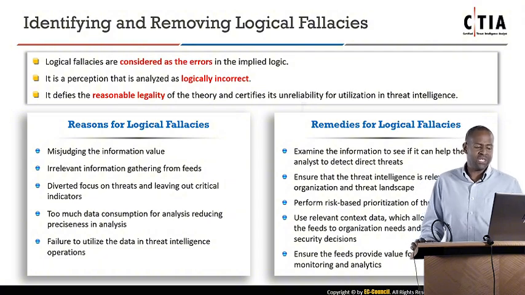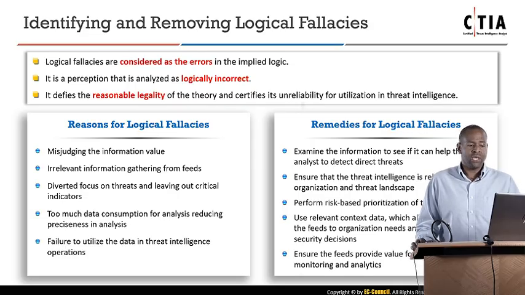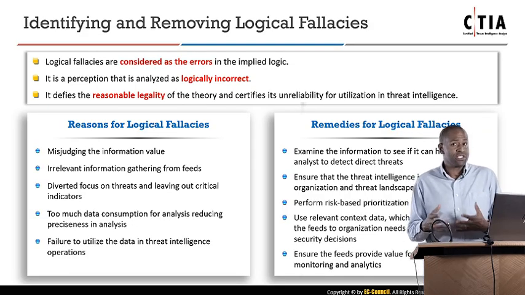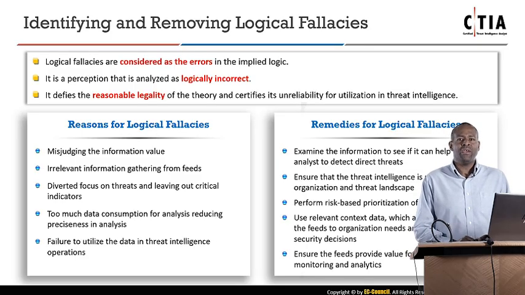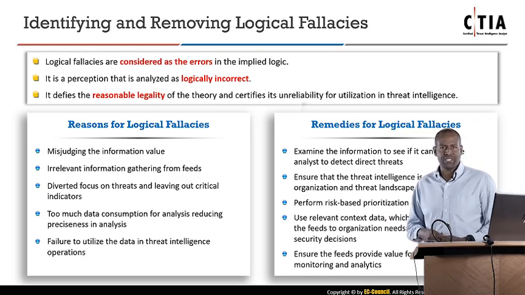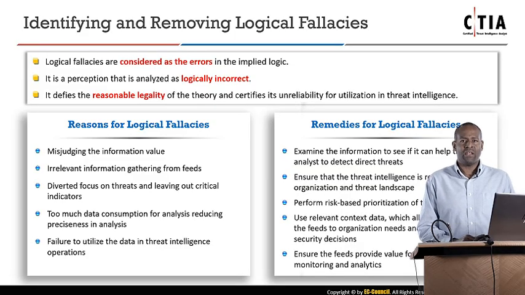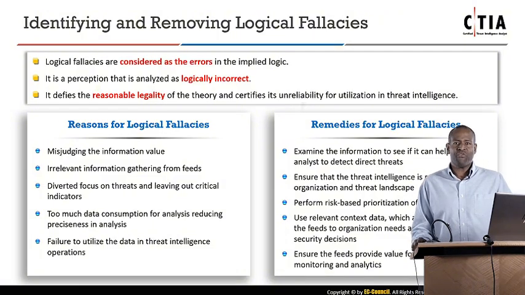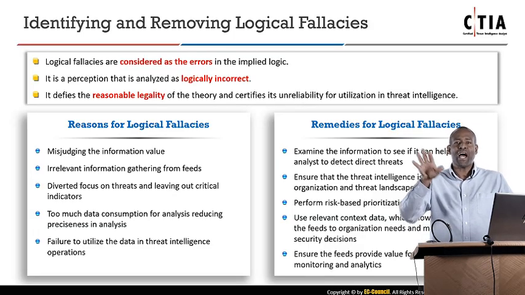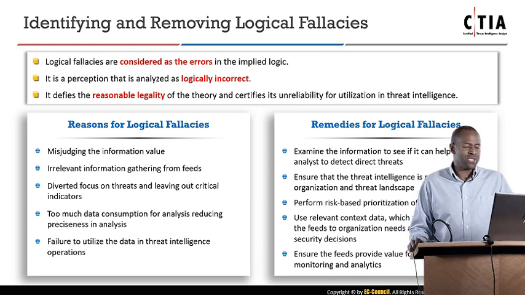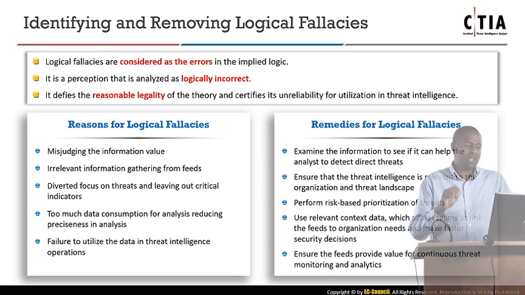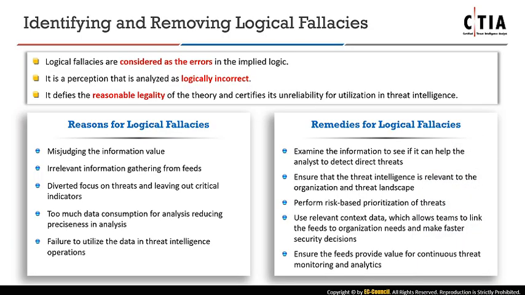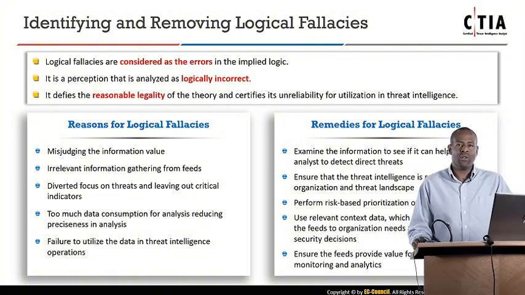Number one, misjudging the information value. And so sometimes the information value might have personal value to the person doing the judging and not specific value to the organization or to the threats that reside against that organization. So misjudging the value, irrelevant information gathering from feeds. And sometimes an analyst will just go aside, go into a rabbit trail, go somewhere off that is not germane to the organization. It's irrelevant. The next is diverted focus on threats and leaving out critical indicators.